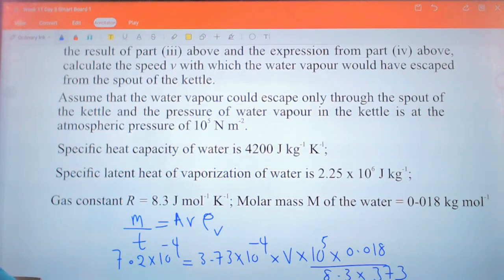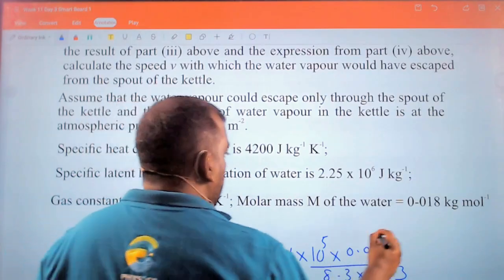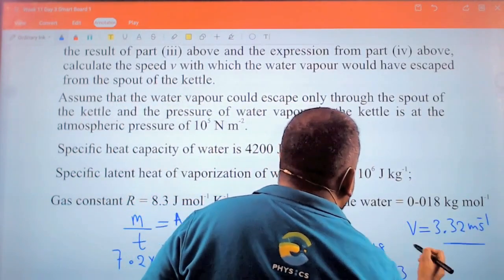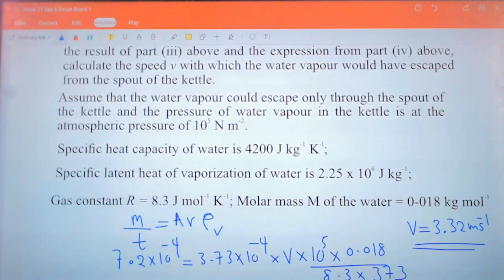7.2 10 to the power minus 4. 7.2 divided by 3.73 multiplied by 8.3 times 373 divided by 0.018, divided by 10 to the power 5. Velocity is 3.32 meters per second. Speed at which the steam is going out. Right.